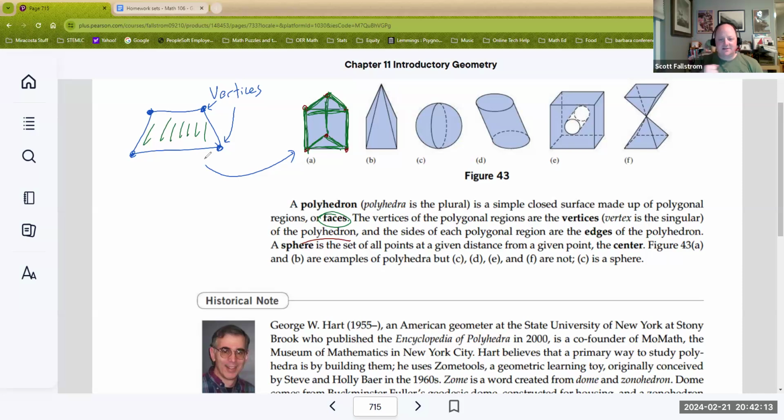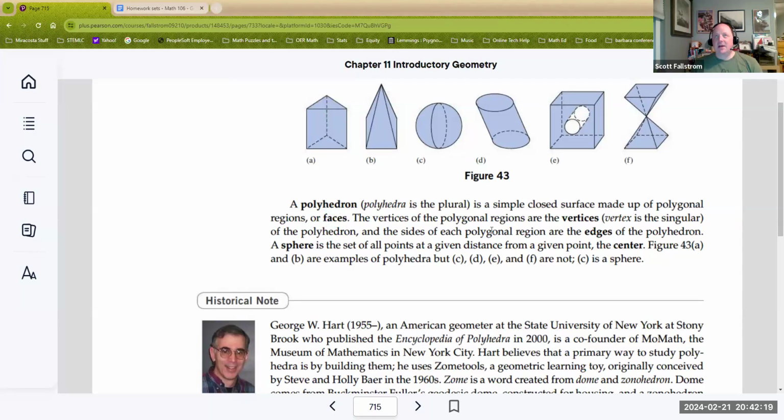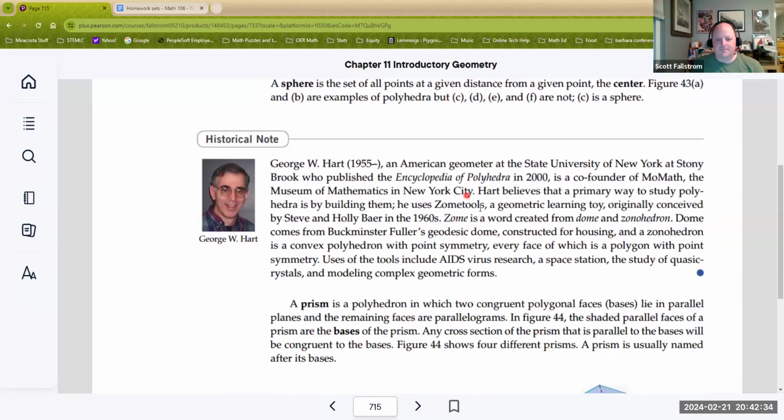Vertices, faces, and edges. That's what we have for polyhedra. If you think about this for a polygon, we had vertices and edges, right? We didn't have multiple faces because it was just on a flat plane. Now it's three dimensional, so we have multiples.